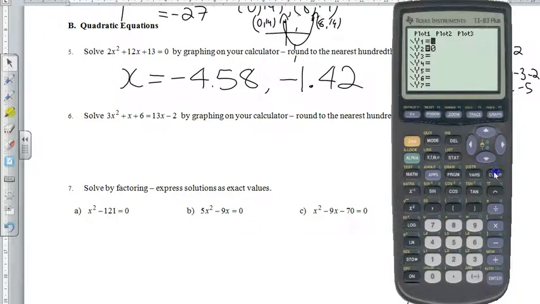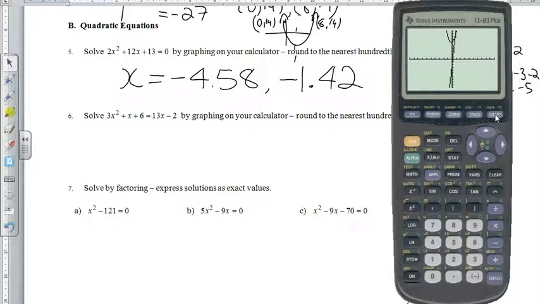Okay, this one, I'm just going to hit clear and clear. Solve 3x squared plus x plus 6 equals 13x minus 2. Now you can enter stuff. I'm giving you lots of time. So we just entered y1 as this one equation, and y2 as the other equation. I'm going to hit graph. Let's see what this looks like.